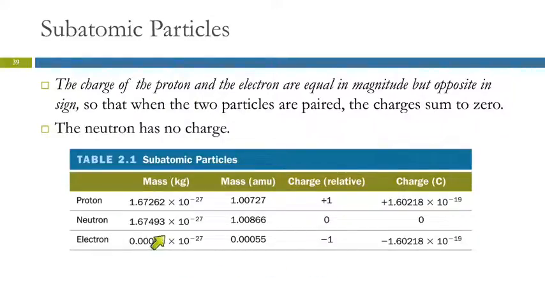Here are the actual masses in kilograms, which you might need to look at for a homework problem. Don't memorize those. I don't remember what they are. Mass in atomic mass units: basically 1, basically 1, basically 0. Okay? So that's what you should know.